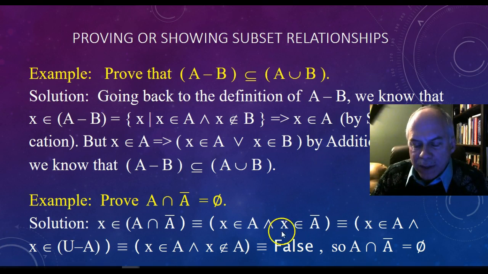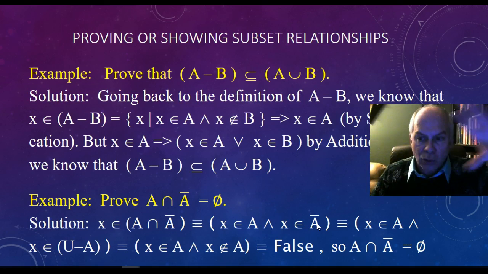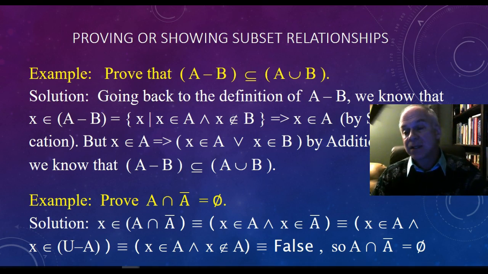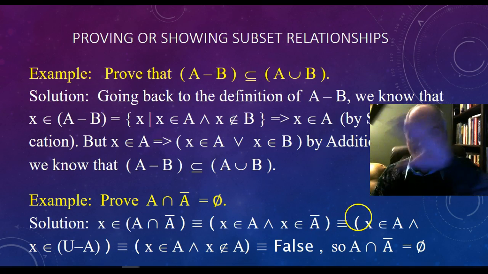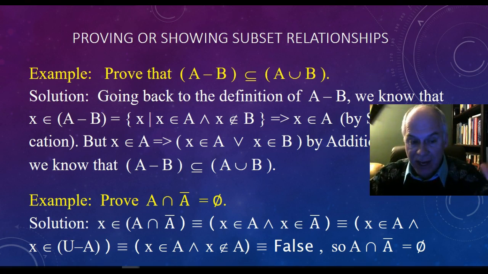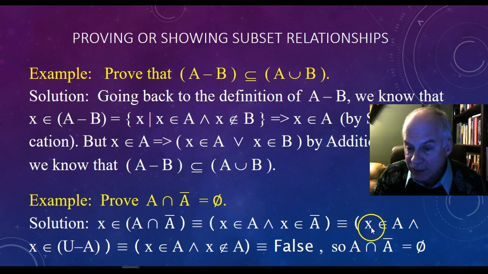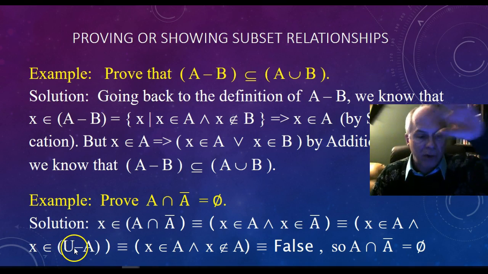But what does this mean, that x is an element of A and x is an element of the complement of A? Now, the complement of A really is the universal set minus set A. That's what the complement is. The universe minus set A. So everything outside of A. And so that is equivalent with x is an element of A and x is an element of the universal set minus A.